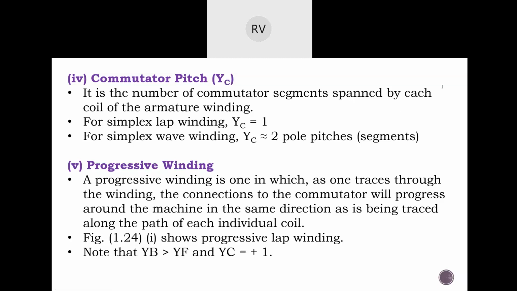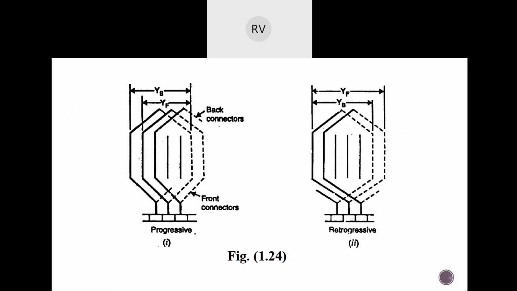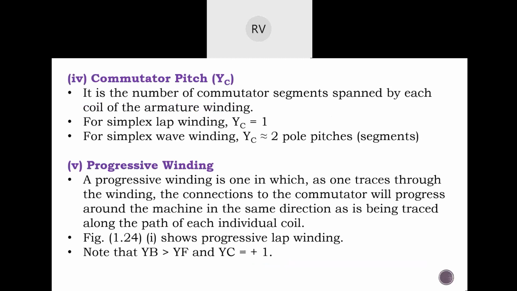In progressive winding, as you go on tracing the coils, the commutator segments which are connected to the coils will be around the commutator. I'll show you like this. Now the progressive winding is the front connections, all these connections, as we go on, the commutator segments and the connections will be moving forward. That is why we are calling it the progressive winding.